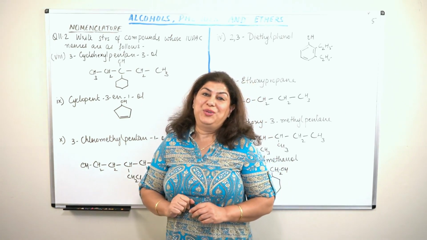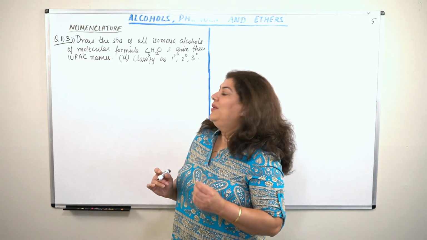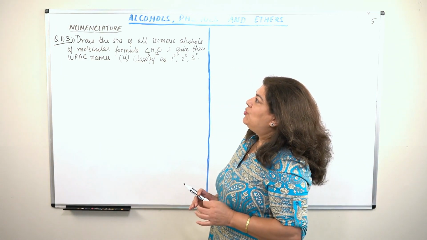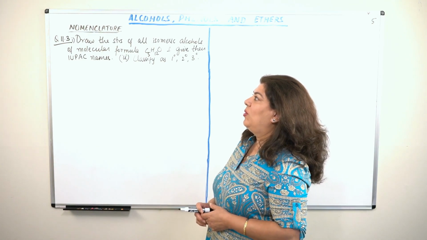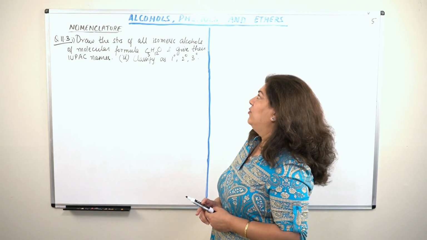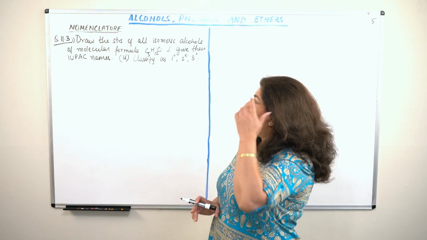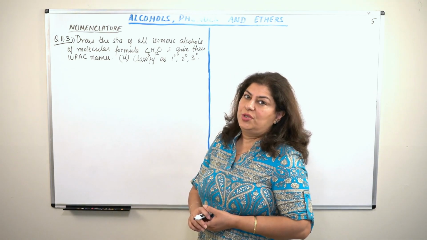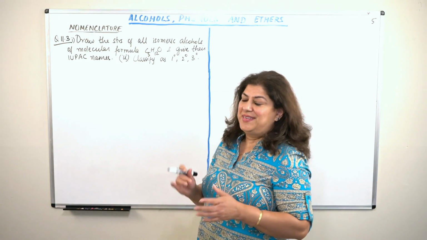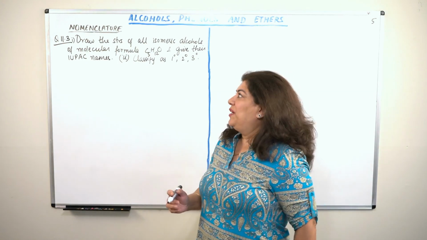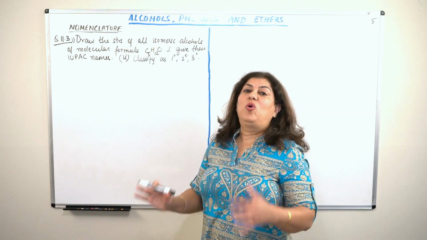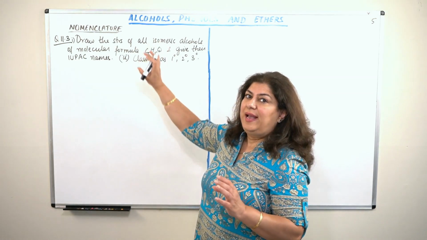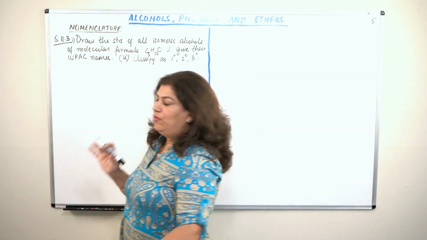Give me a moment, let me write down the question. Alright, so this is question 11.3. You have to draw the structures of all isomeric alcohols of molecular formula C5H12O and give their IUPAC names. The second part of the question is to classify all of them as primary, secondary or tertiary alcohols. It's very interesting. Let us start in the same way. We have been given a general formula and we have to write all the alcoholic isomers that can be made from this general formula.